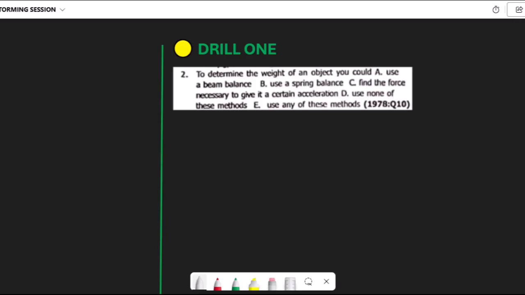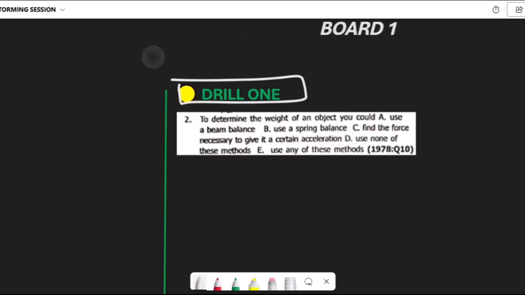Category 1, we are going to be doing a question under measurement, which says: to determine the weight of an object you could. So that means we have to find which object can we use to determine the weight of an object. Okay, so before we delve into the question, let's understand what we refer to as weight.